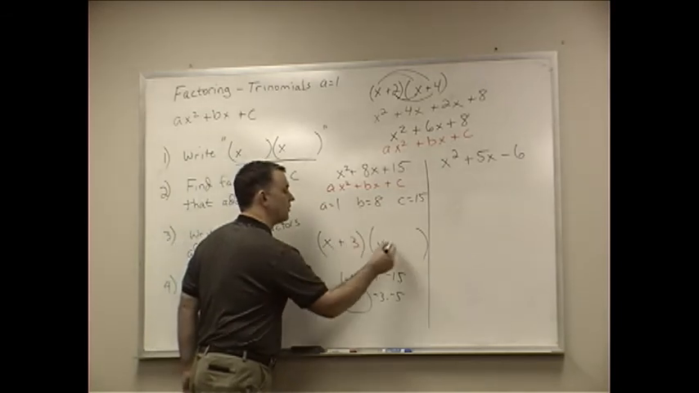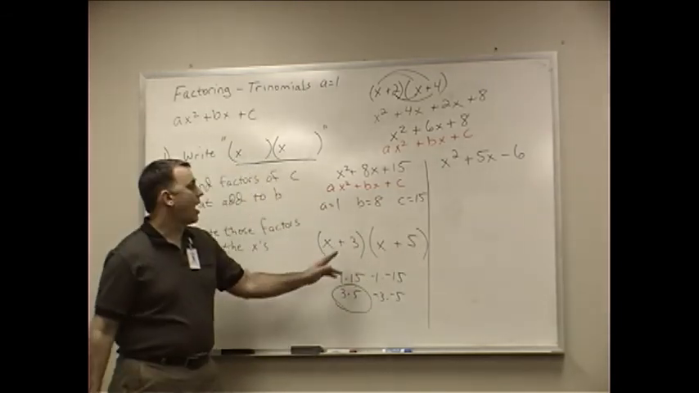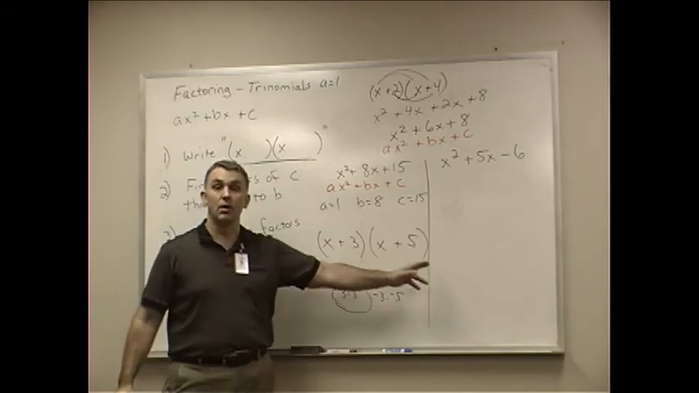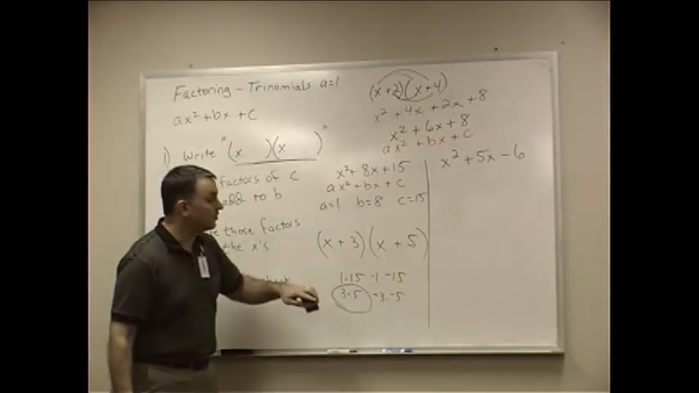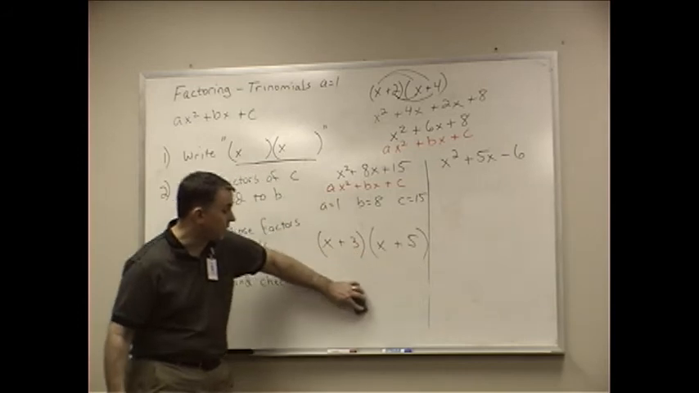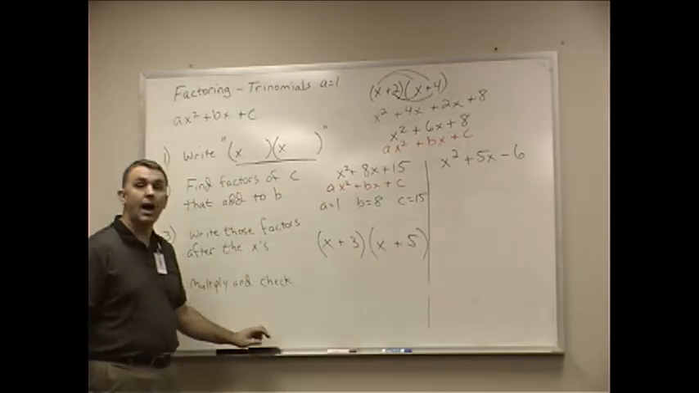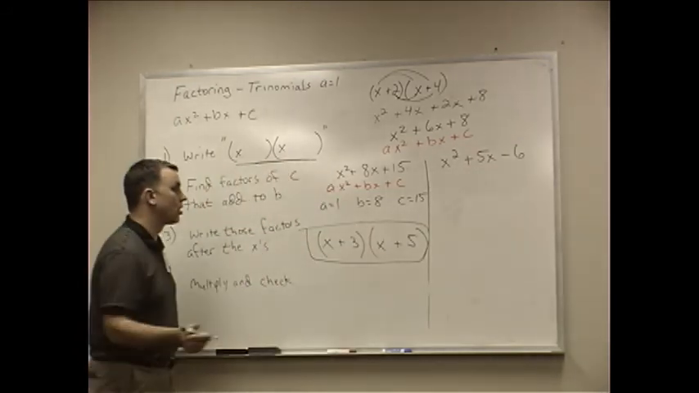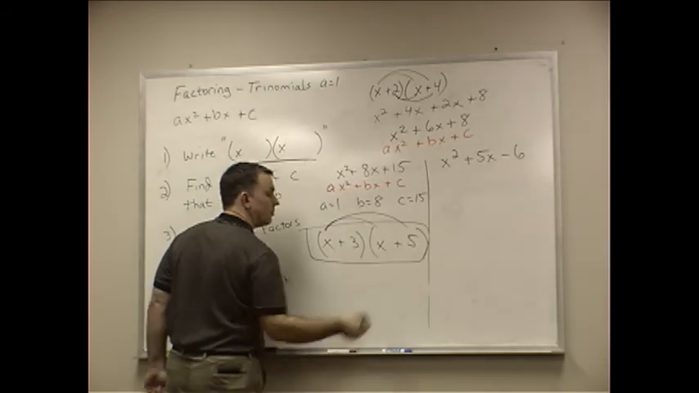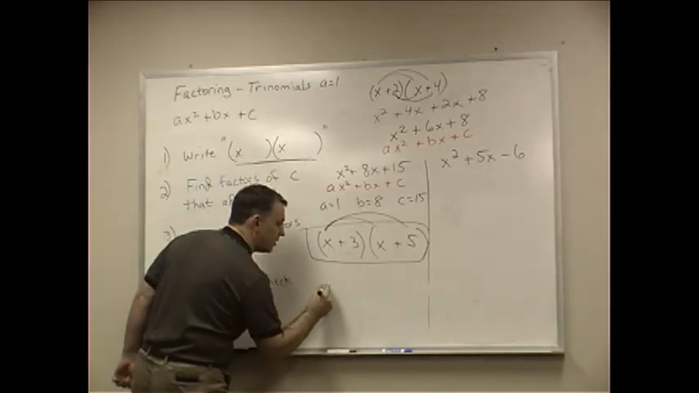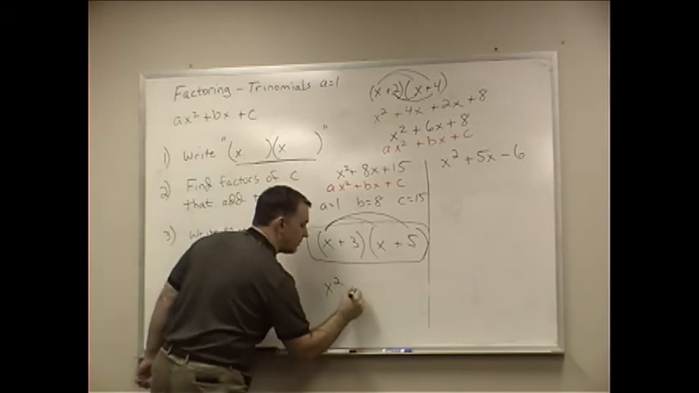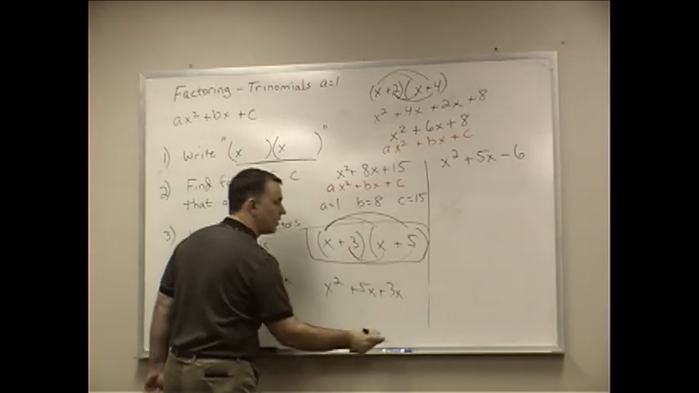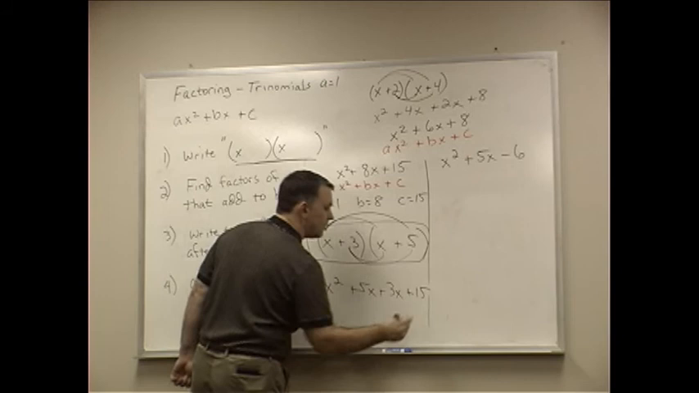So I'm going to write plus 3 and plus 5. I wrote pluses here because these were positive numbers. Had they been negative numbers, I would have written minuses. The last step: I'm going to erase these factors, but I want to multiply and check it. This here is the right answer, but we're just going to check it and be sure. I'm going to multiply these binomials: x times x is x squared, x times 5 is 5x, 3 times x is 3x, and 3 times 5 is 15.